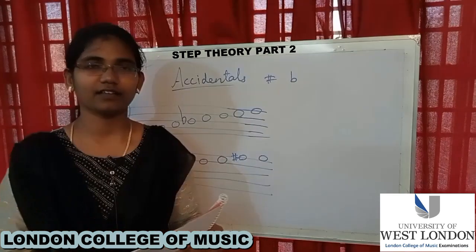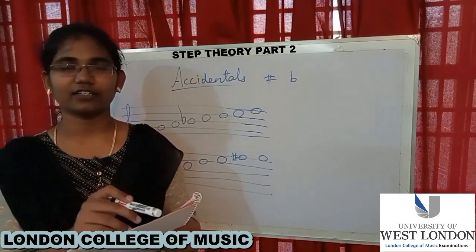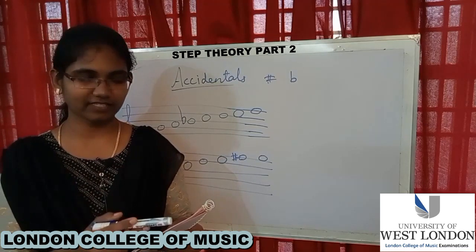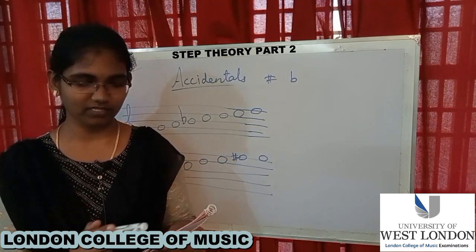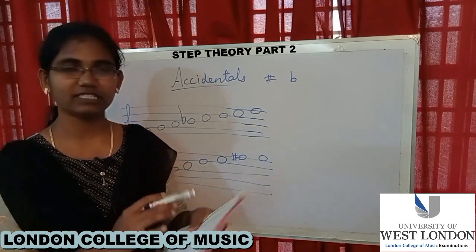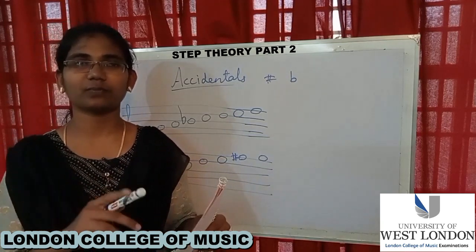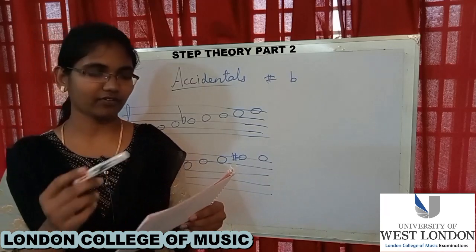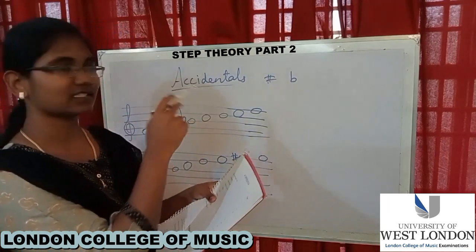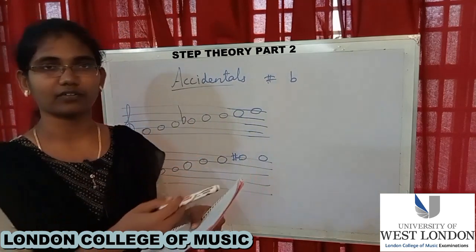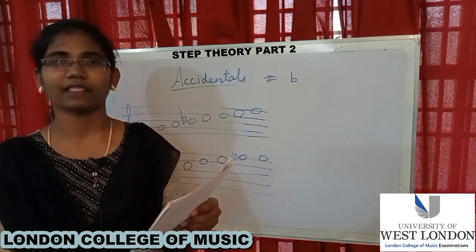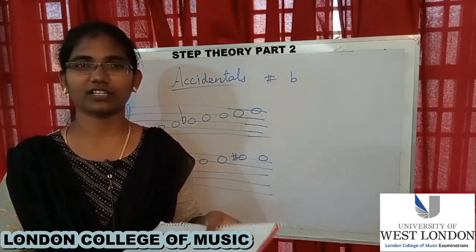That's all. Okay guys, in step theory we learned the stave and clefs, notation, note values, grouping notes, time, rest and scales. Up to this we covered. The first part is also available. Half of the portions were covered in the first part, and this is the second part. Go through the two parts, then you can easily understand the step theory of London College of Music.